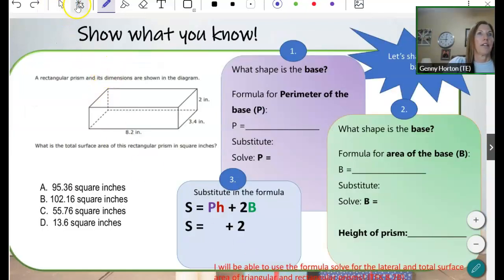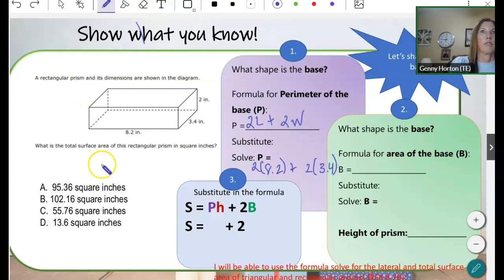So let's go ahead and look at another one and just practice a little bit more using that formula. We have our formula here. So we're going to find the perimeter of the base. It's 8.2 is the length and 3.4 is the width. So remember, our formula is twice the length plus twice the width. So we're going to do 2 times 8.2 plus 2 times 3.4.